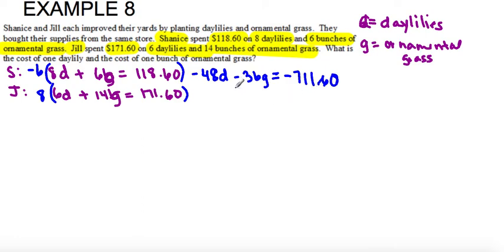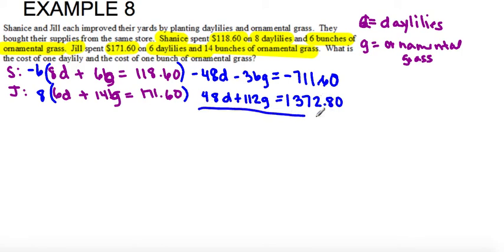Alright, and then I multiply the bottom by 8, so I have 8 times 6D is positive 48D. And then 8 times 14 is positive 112G. And then I'm multiplying by 8, so 8 times 171.60, which is a big number, 1372.80. Okay, so now I can add my 2 equations together.